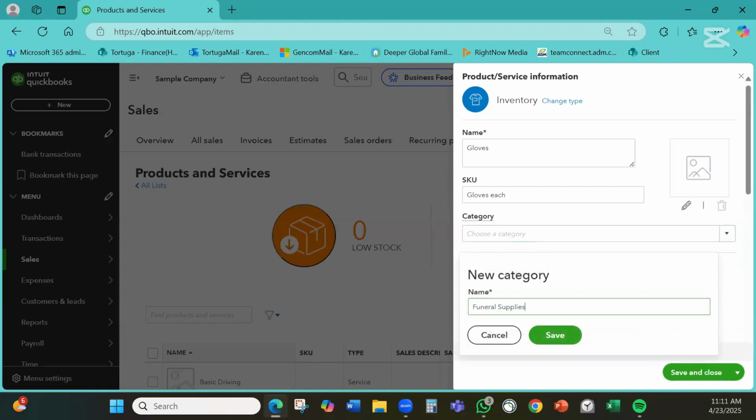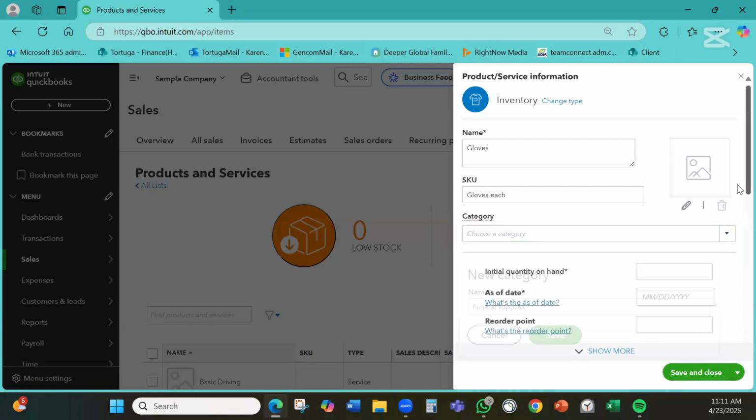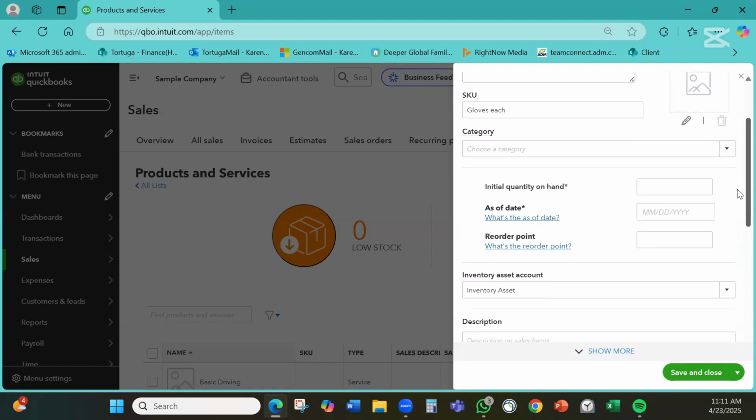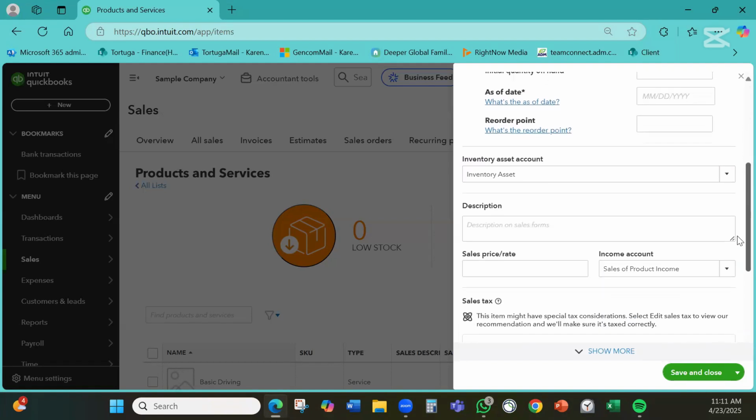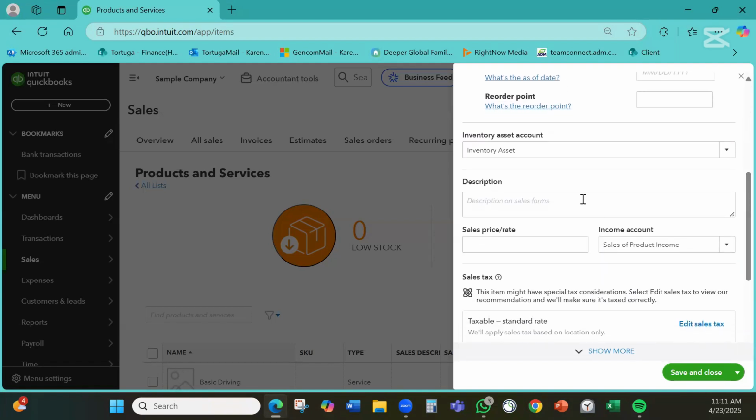Then you can add it. It just allows you to put the things in, which is one of the things I like about it. And some of the things, see, it already sets it up as an asset because you chose that it was inventory rather. So it automatically applies it. It defaults to sale of a product item, product income.